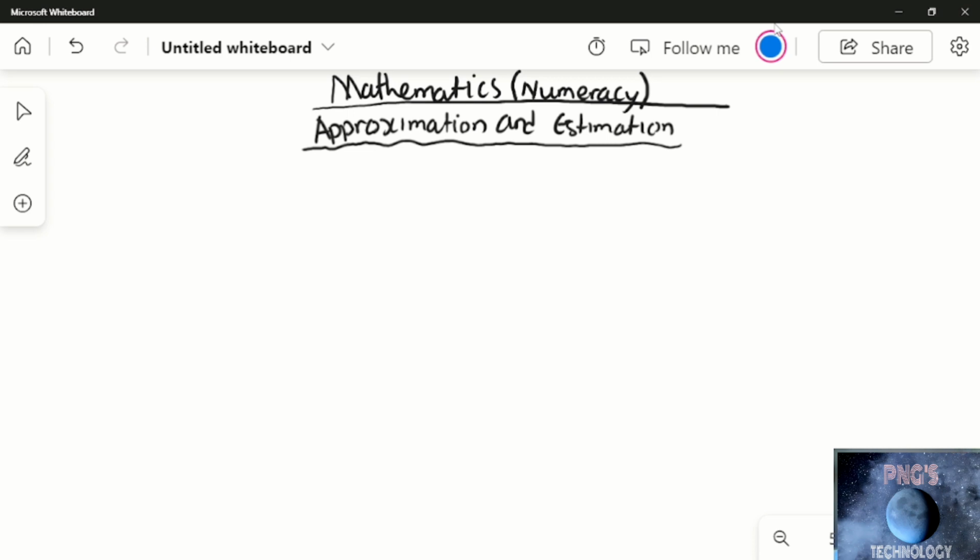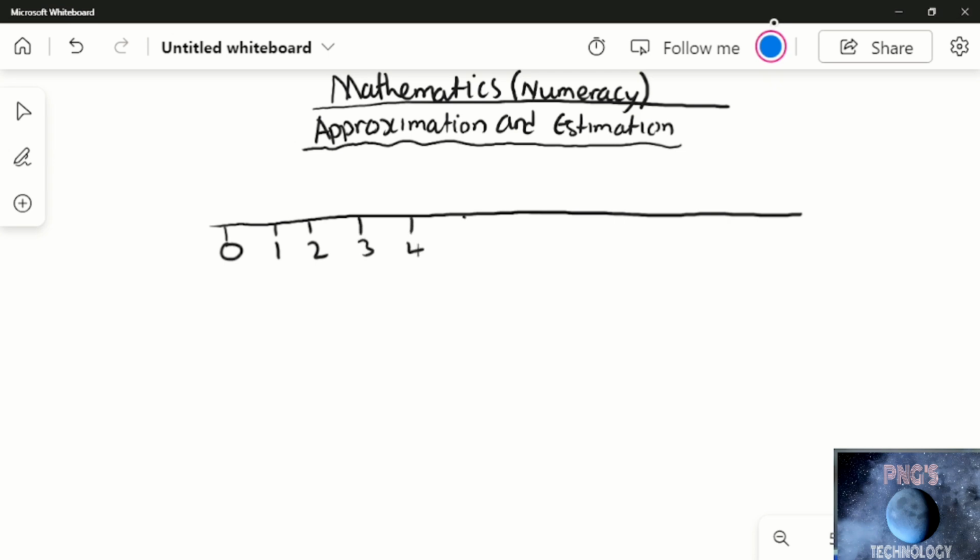So without spending much time on the introduction, let's dive straight into what we're doing today. There are some standards we ought to know. So let's draw a line. Let's say here is 0, 1, 2, 3, 4, 5, 6, 7, 8, 9. So there is a midpoint right here.